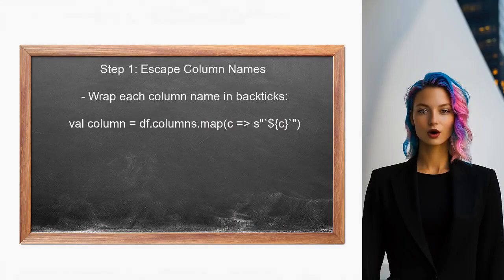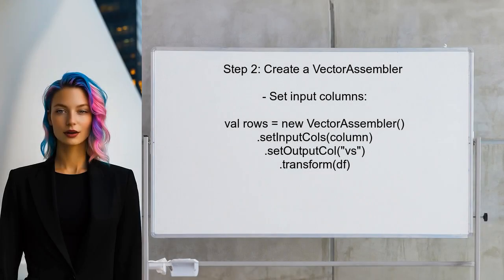To handle column names with dots in a data frame, the user should first ensure that the column names are properly escaped. This can be done by wrapping each column name in backticks. Next, the user should create a vector assembler. This tool will help combine the specified columns into a single vector column. The user needs to set the input columns to the escaped column names.